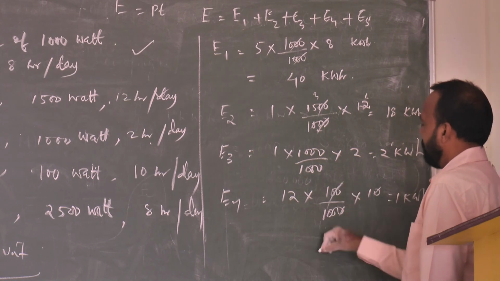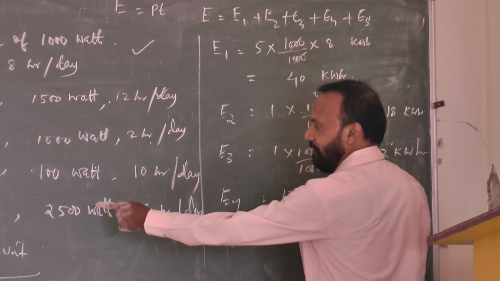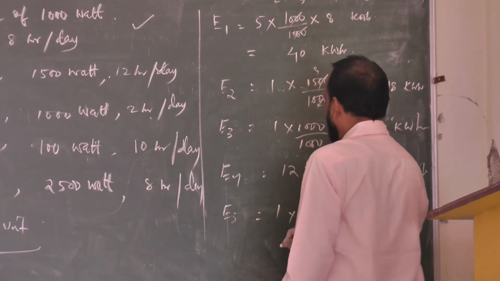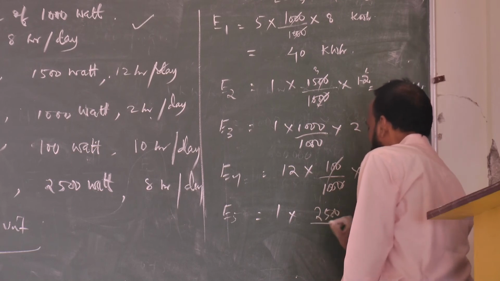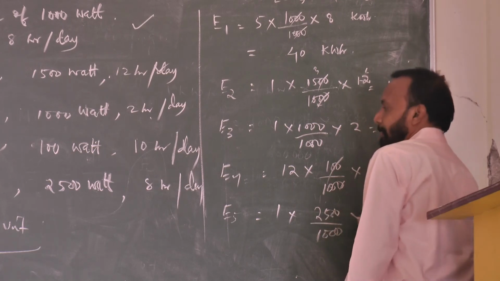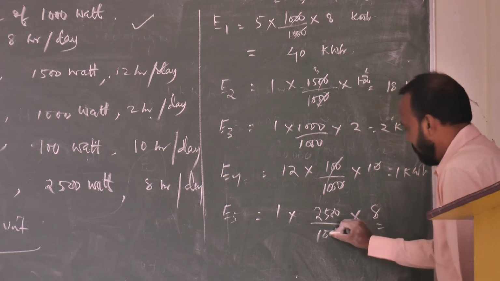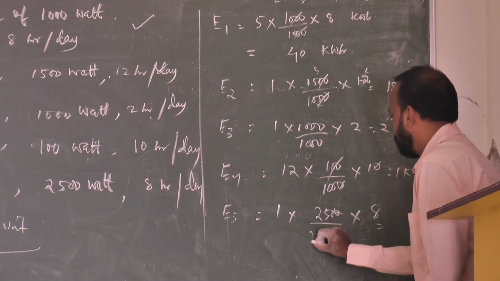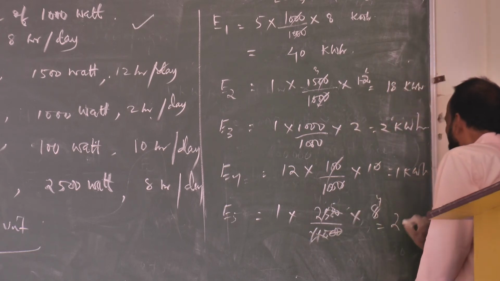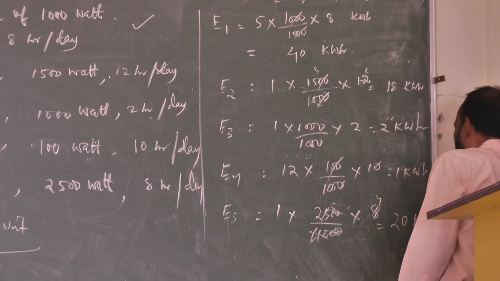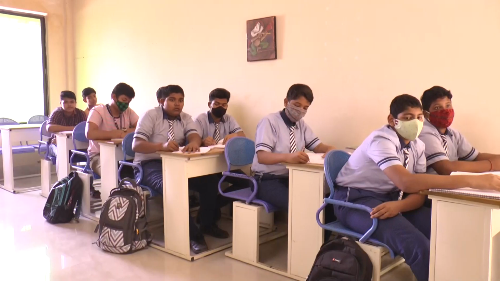This is cancelled. Okay. Now E5. You see E5, 1 AC, 1 into AC is your 2500 watt. 2500 divided by 1000 into 8 hours. Now I cancel it. How much do you get? Please help me. 0 0 cancel. 5 2s are 10, 5 5s are 25, 2 4s are 8, that is 20 kilowatt hour. Okay, I finished E1, E2, E3, E4, E5.